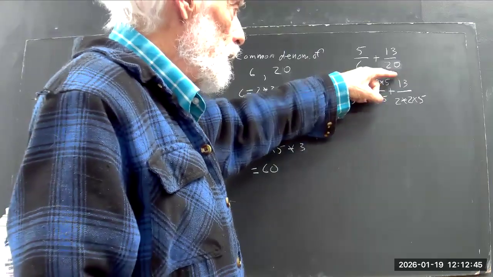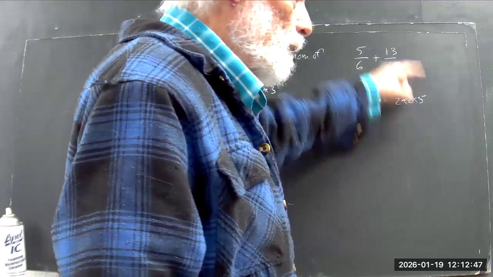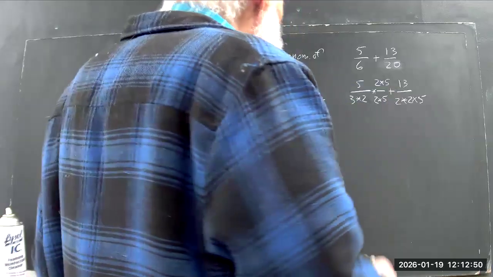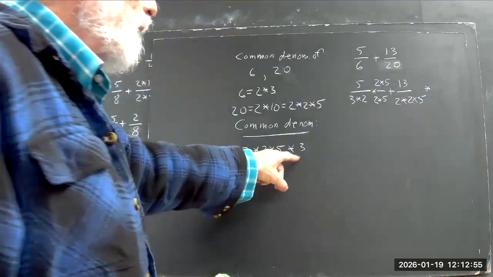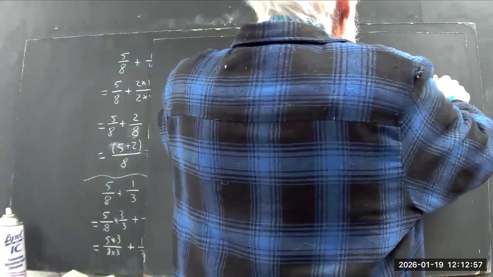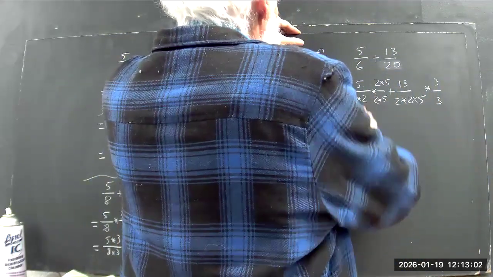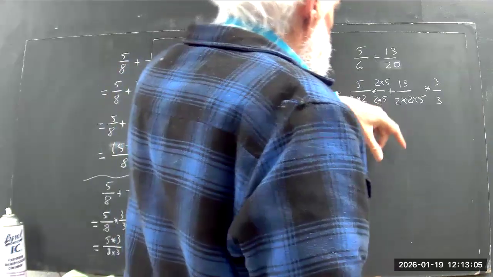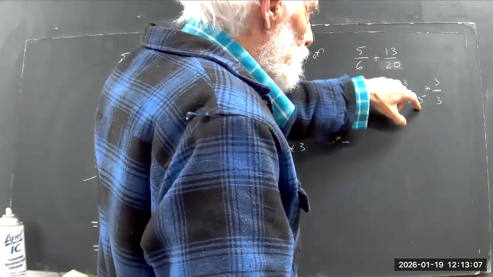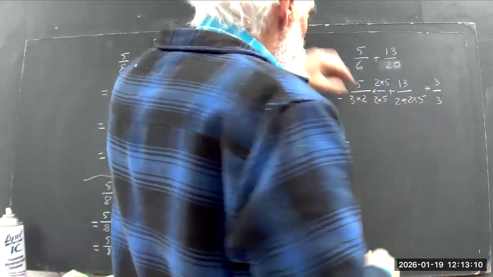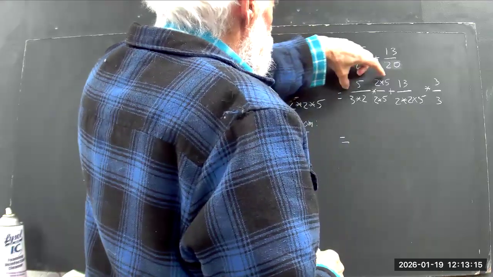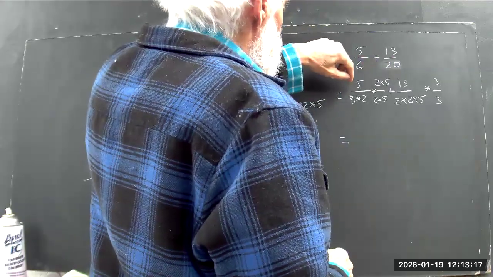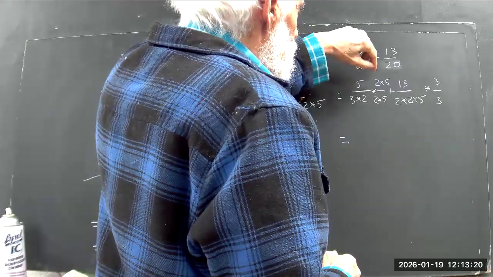Over here, the 13/2 times 2 times 5, which is my 13/20, would be multiplied by, well, the only thing we're missing here is the 3. So we multiply by 3 over 3. So we have 13/2 times 2 times 5 multiplied by 3/3. And then we multiply out the numerators. Okay, the first two numerators are 5.